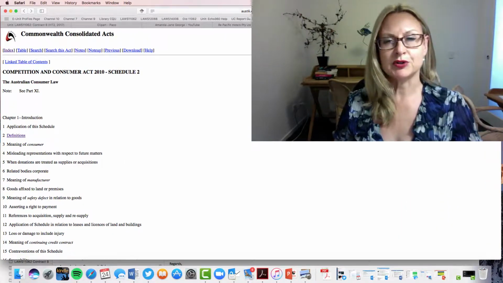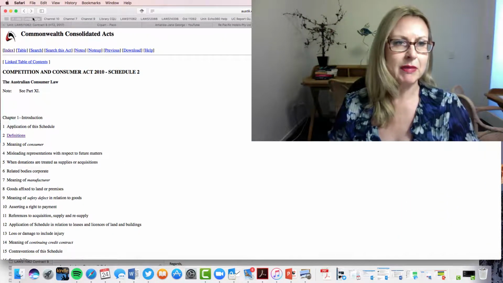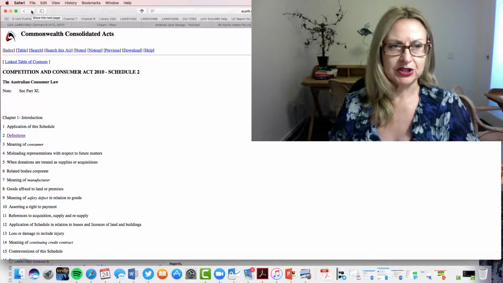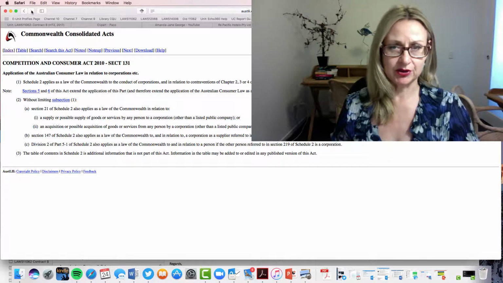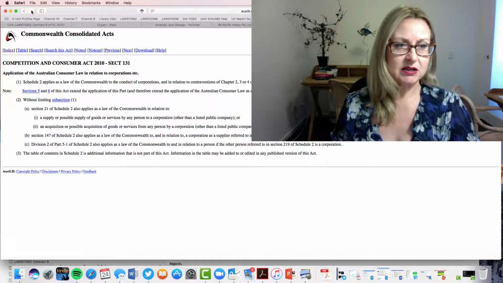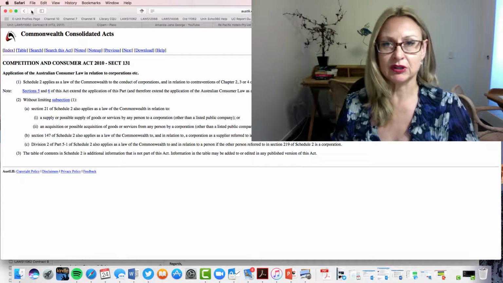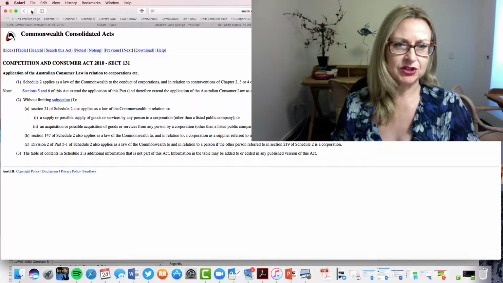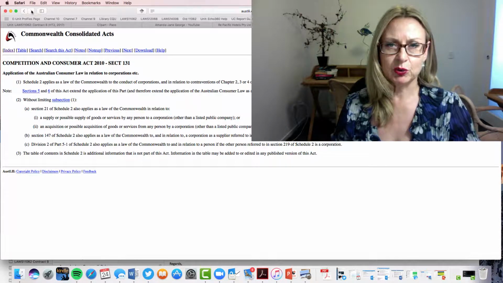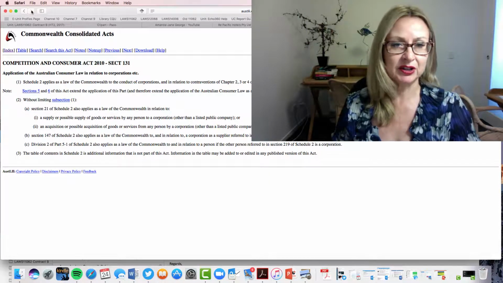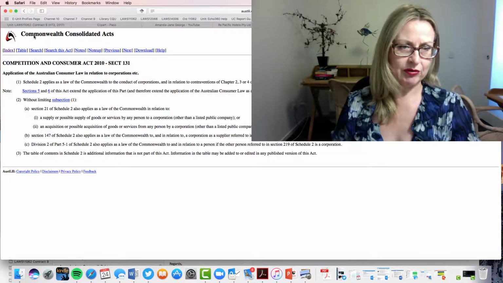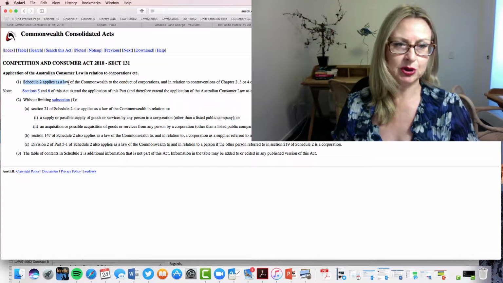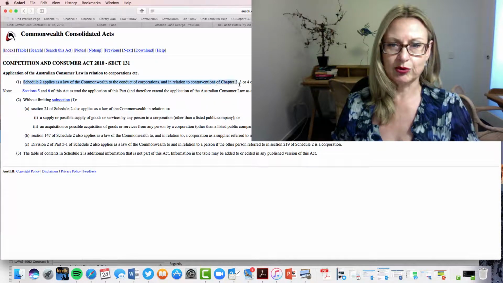Now, one of those provisions that does lie within the main body of the Competition and Consumer Act is Section 131, and that's probably our first port of call. As a Commonwealth instrument, generally speaking, the Competition and Consumer Act will apply to corporations, and notwithstanding that it actually does mention persons here and there throughout the legislation, you'll see in Section 131, Schedule 2 applies to the conduct of corporations.